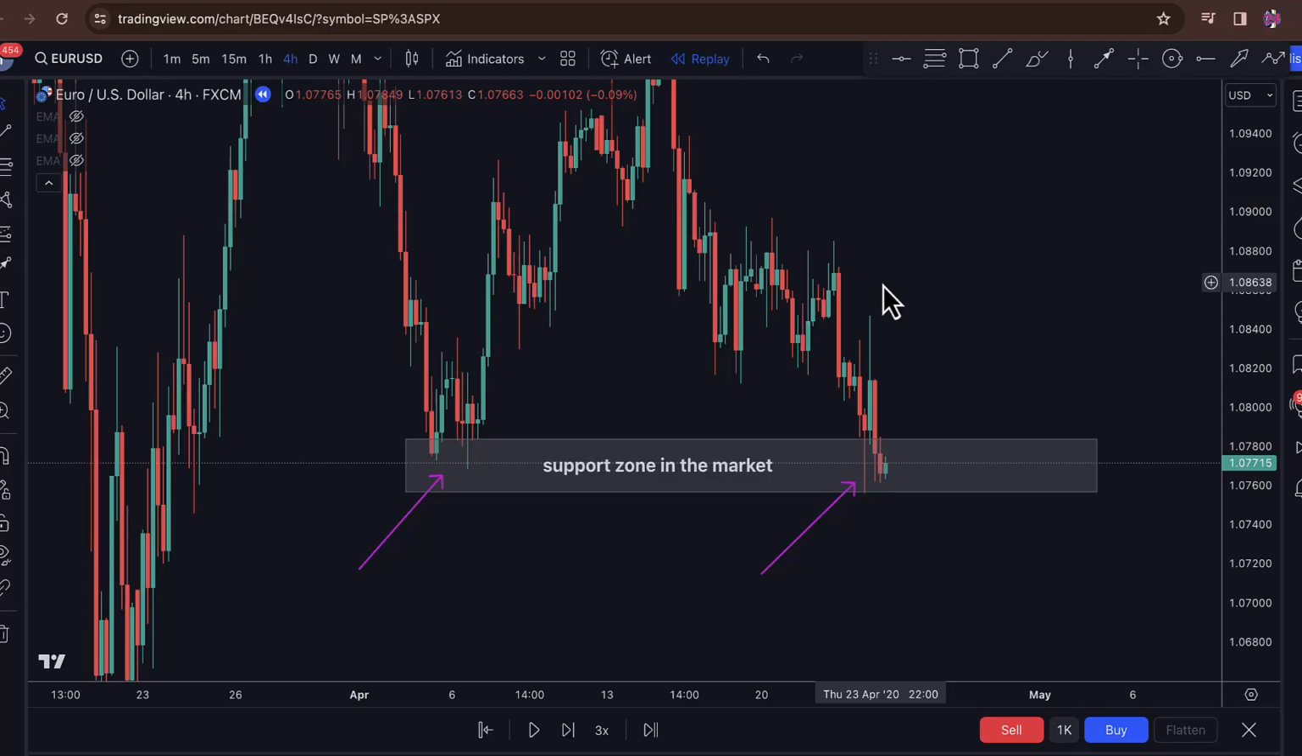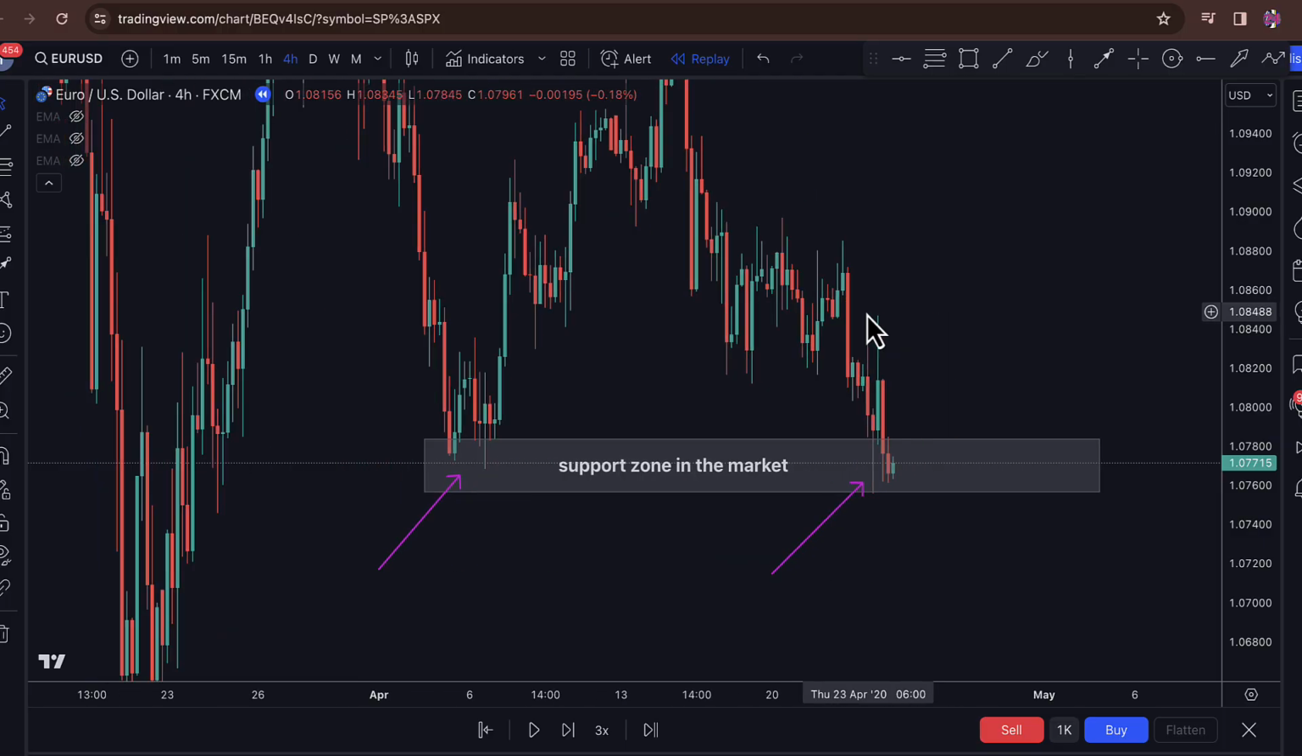So today I'm going to be showing you the market manipulation strategy. This is where you use market manipulation to your own advantage. When the big players are trying to manipulate the market, you relax and use it to your own advantage. Let me show you real quick.